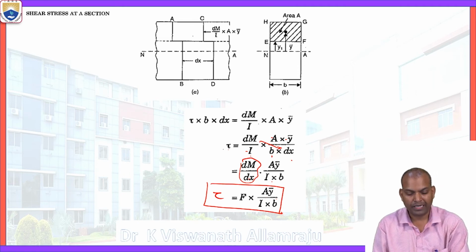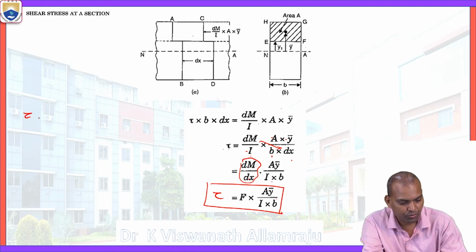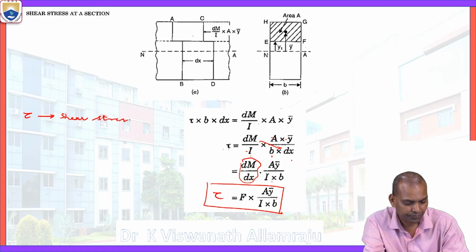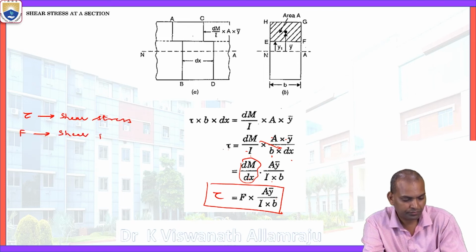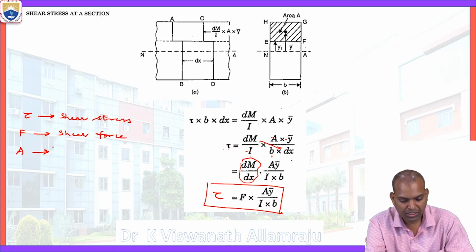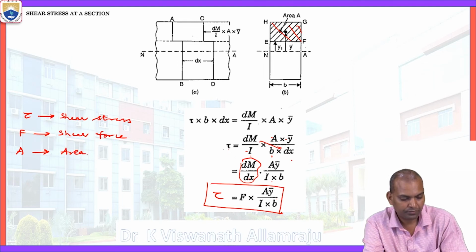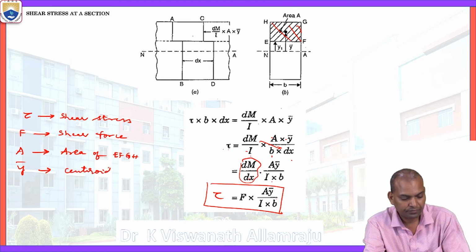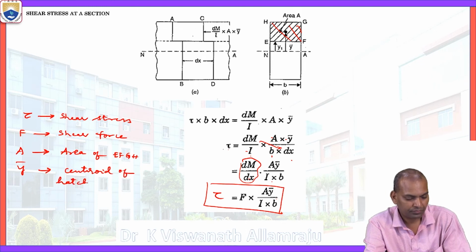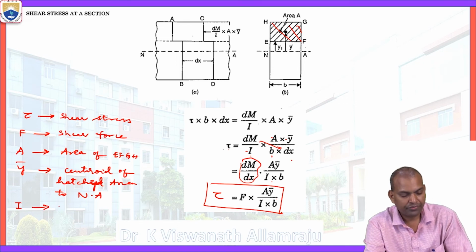This is the general formula which you can apply to all types of sections. So tau equals F A y bar by I b, where tau is the shear stress, F is the shear force, A is the area of the hatched section which we considered here, that is the area of EFGH, y bar is the centroidal distance from the neutral axis, that is the distance from the centroid of the hatched area to the neutral axis, and I is the moment of inertia.